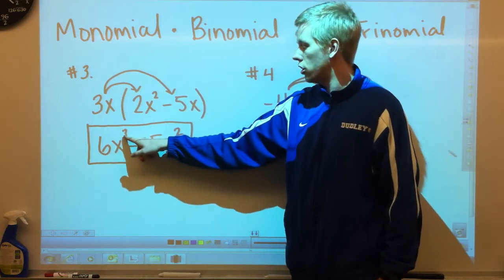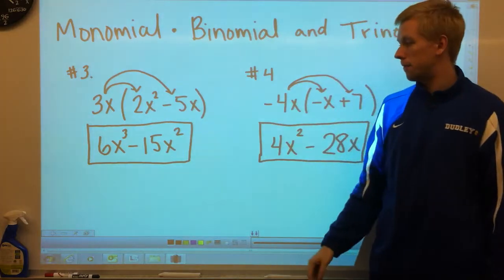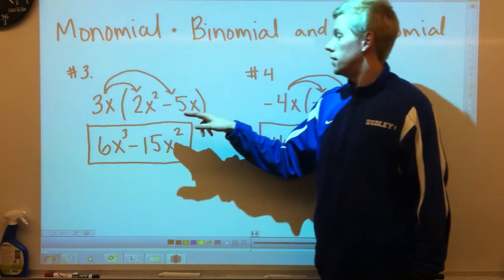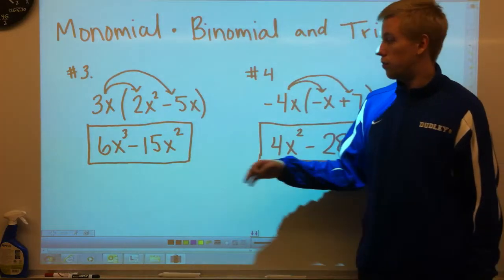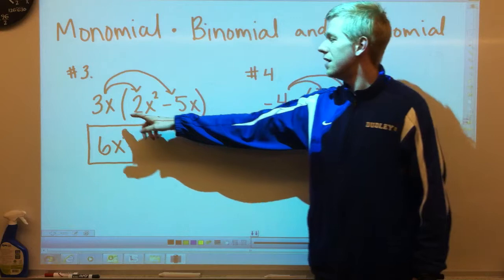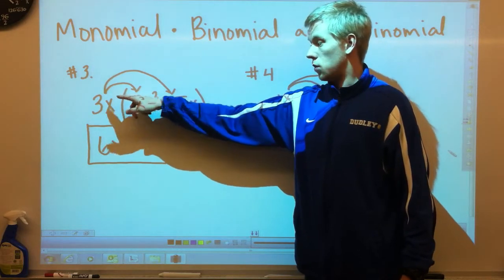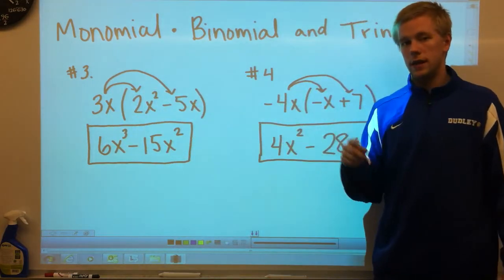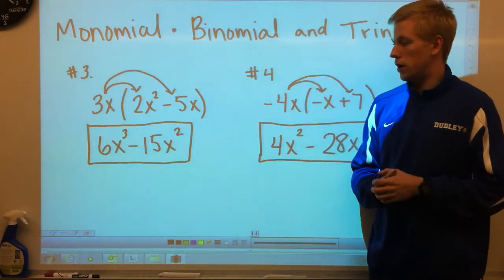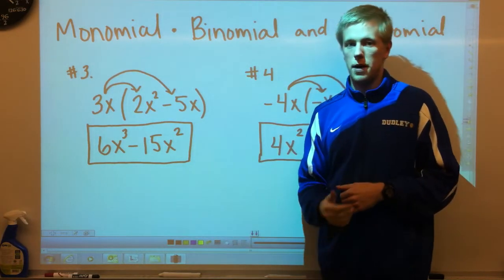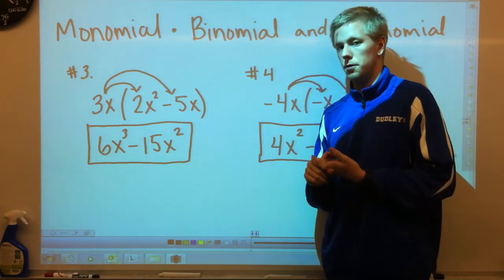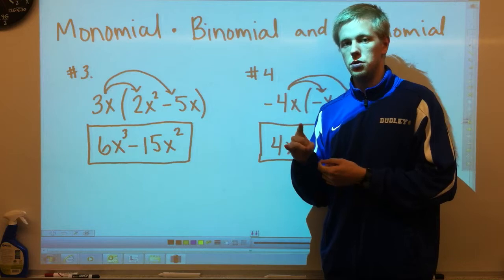So I have 6x cubed to start out with. That takes care of my first term. Excuse me. And then my next term is a negative 5x. So 3 times negative 5 is negative 15. And then my x has a 1 here. This x also has a 1 as an exponent, so I'm going to add those two together. That gives me a negative 15x squared. So my final answer is 6x cubed minus 15x squared. That is a monomial times a binomial, because I had 1 term times 2 terms.